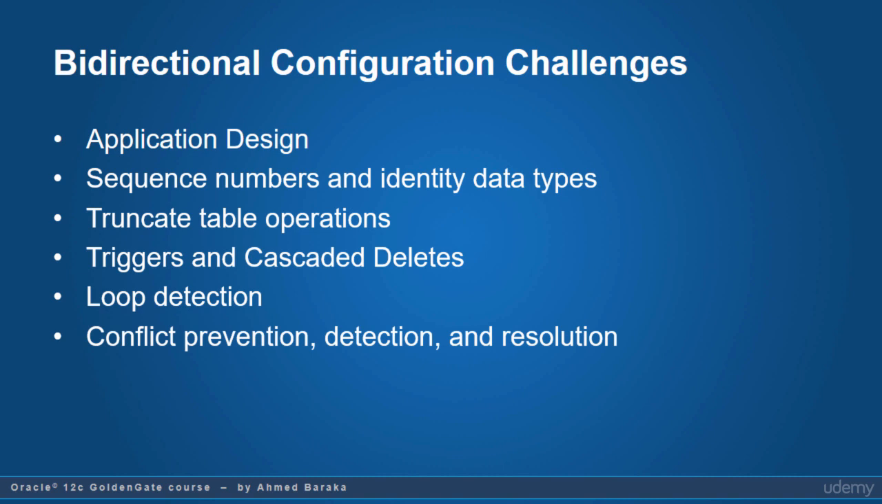Practically speaking, in a bidirectional configuration, data conflicts cannot be avoided. You need to put a plan in place to manage them, and GoldenGate provides a lot of options to implement your plan. This challenge usually takes most of your time when you plan for building a bidirectional configuration. I will cover it in the next lecture.